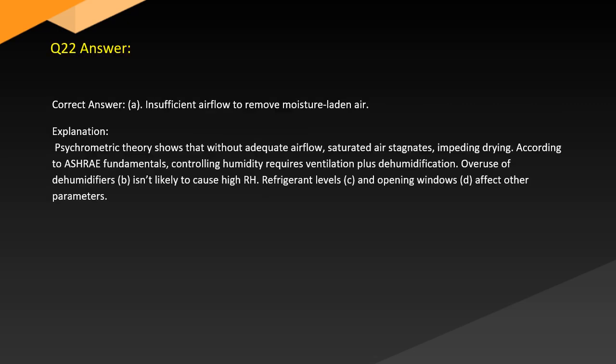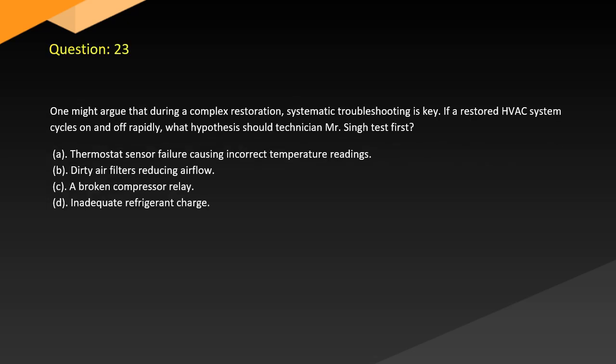Answer. Correct answer: A. Insufficient airflow to remove moisture-laden air. Explanation. Psychrometric theory shows that without adequate airflow, saturated air stagnates, impeding drying. According to ASHRAE fundamentals, controlling humidity requires ventilation plus dehumidification. Overuse of dehumidifiers (B) isn't likely to cause high RH. Refrigerant levels (C) and opening windows (D) affect other parameters.